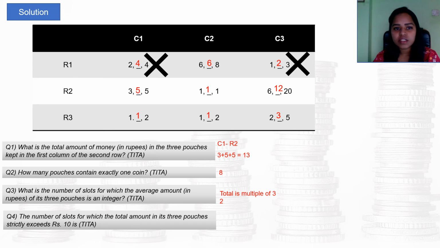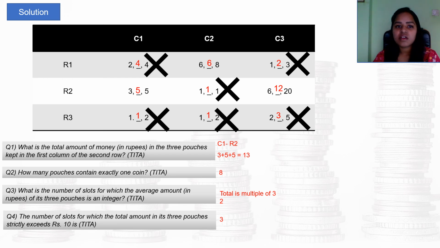Column 1, row 2, it is greater than 10, 13. Column 2, row 2, no, it's not greater than 10. Column 3, row 2, it's greater than 10. Column 1, row 3, it's not greater than 10, 2 plus 1 plus 1. Column 2, row 3, 1 plus 1 plus 2, no. Column 3, row 3, 5 plus 3 plus 2, no. So in total we have 3 slots where the sum is greater than 10.